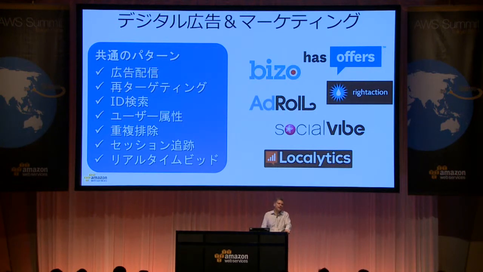We're going to talk about digital advertising now. This is another industry that has very, very low tolerance for latency, especially with real-time bidding platforms. So you can see some common patterns there, from simple ad serving all the way to the complexity of a real-time bidding platform. All of these patterns are adopted by our customers. And you can see some of their names there.